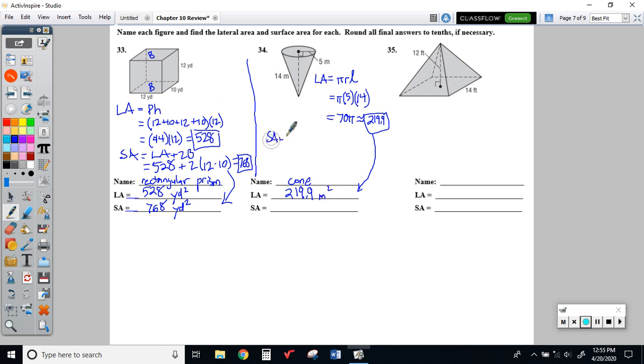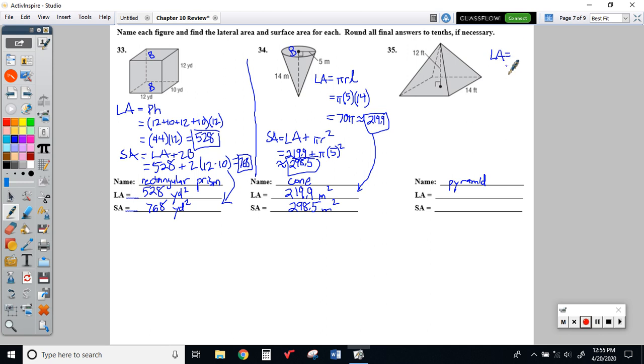And then surface area for a cone is going to be that lateral area plus, with just one base now, we just have a single circular base, so it's plus pi r squared. So we would have 219.9, or the 70 pi to be more specific, and then pi times 5 squared. This ends up being approximately 298.5 meters squared.